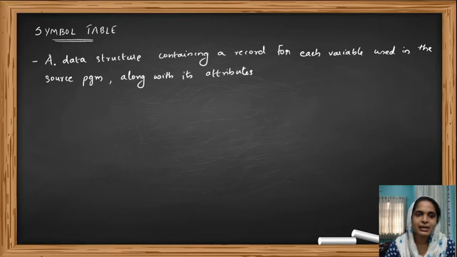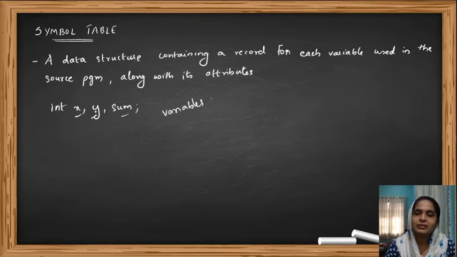A symbol table is a data structure containing a record for each variable used in the source program, along with its attributes. For example, suppose I have written int x, y, sum. This is a statement in my program, and x, y and sum, all three are variables. And when we are converting these variables to tokens, they will become identifiers. We have already seen the tokenization in the lexical analyzer in the previous video, right?